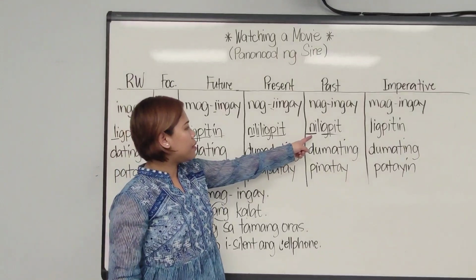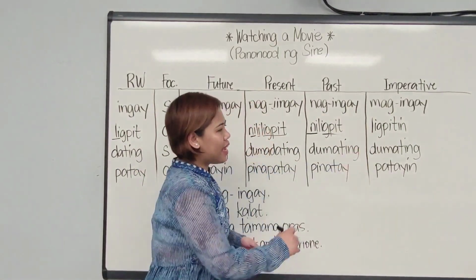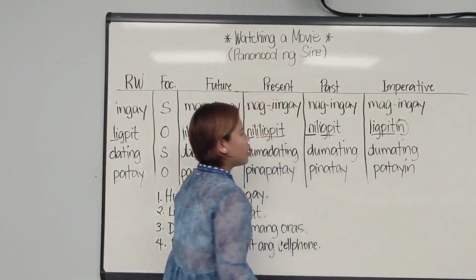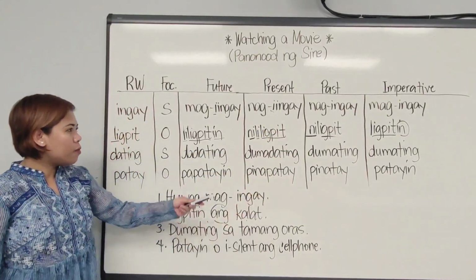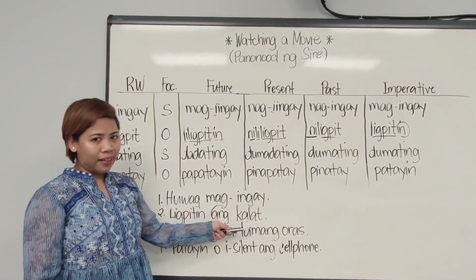So past will become niligpit, and then imperative form is ligpitin. Still the root word ligpit, and then we added the suffix in, so it became ligpitin. Imperative form or the command form of the verb is ligpitin, so we say ligpitin ang kalat.